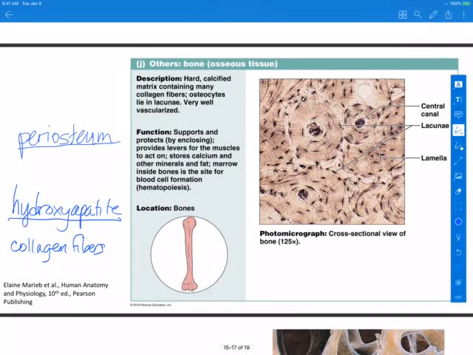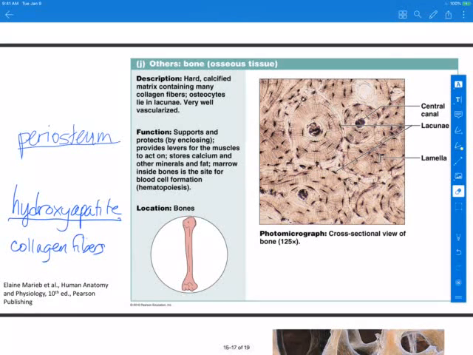The types of cells that you can find include osteoblasts, which produce the organic part of the extracellular matrix. And the osteocytes are the mature, inactive bone cells that are found in those little spaces called lacunae. And you can see osteocytes and lacunae right here.